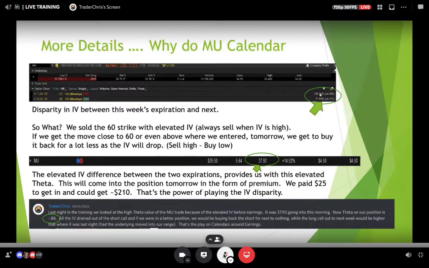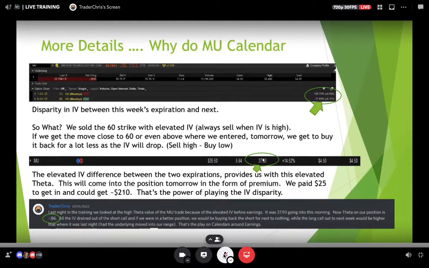So when you sell anything when the IV is that high, it's like that's the Nordstrom pricing that you're getting for something that you would normally pay Walmart prices for, right? And because you're selling it, they're going to give you that souped up premium. And as long as it gets to where you want to get to at the end of expiration, you get to keep it. And you can just stop right there and move on. Okay? The elevated IV difference between the two expirations is what gives us that elevated theta.